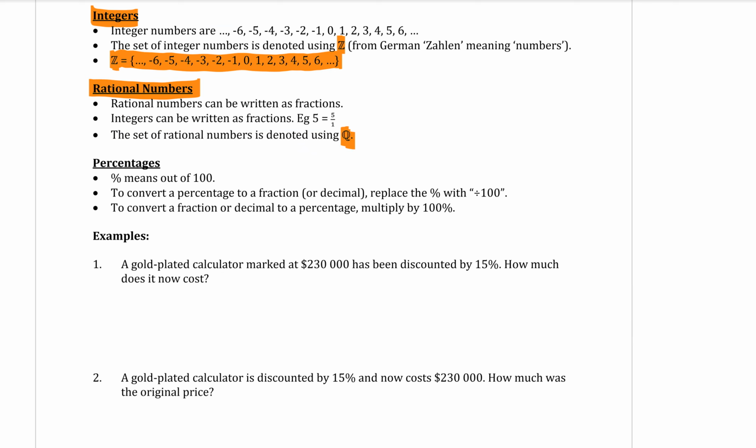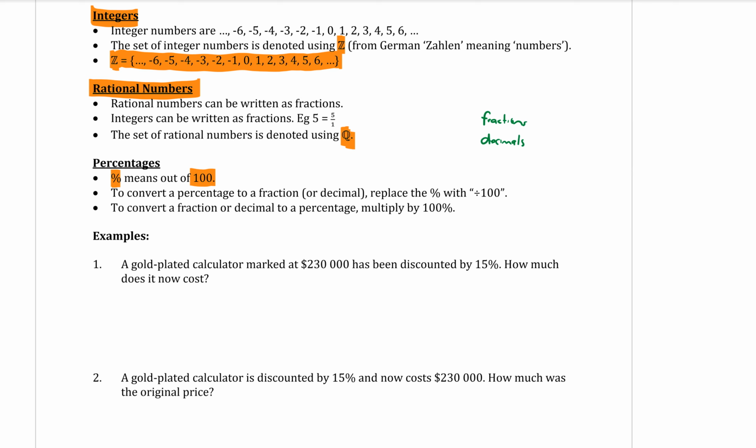And you know that percentages mean out of 100. To convert a percentage to a fraction or a decimal, you replace the percentage sign with a divide by 100. I don't really like that way of thinking about it. Instead, you might be thinking you've got fractions and decimals that are basically different forms of the same number. You don't have to multiply them by anything.